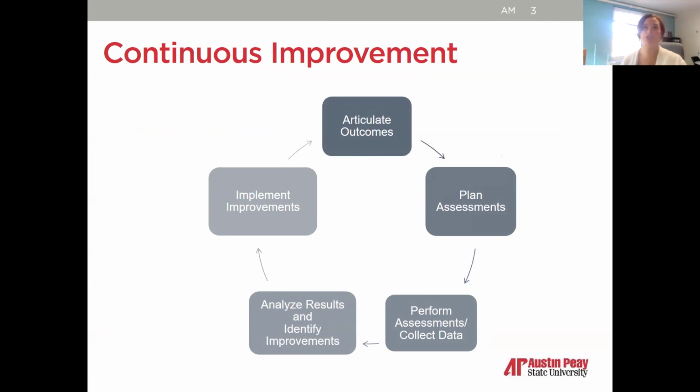Sometimes it can feel like we're just collecting data to collect data. That's really not the point. The point is to use that data to identify actions that can help you improve or build on strengths or improve the operation of your office, whatever that might be. So this is the cycle and it's meant to repeat.